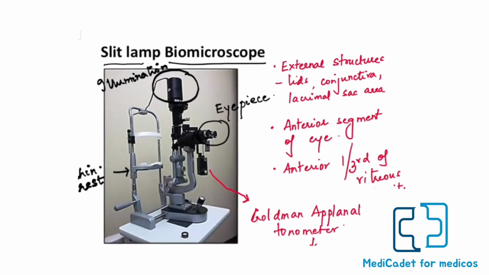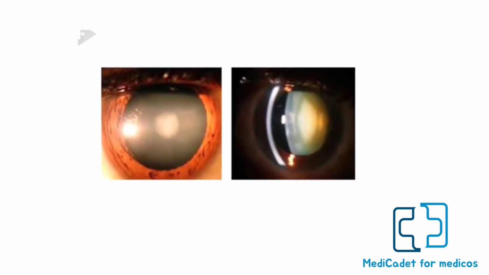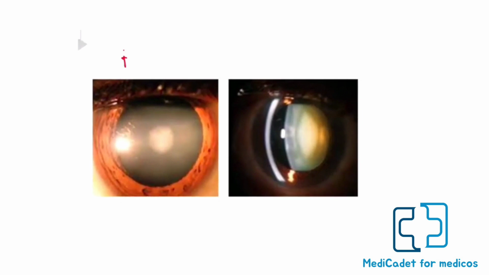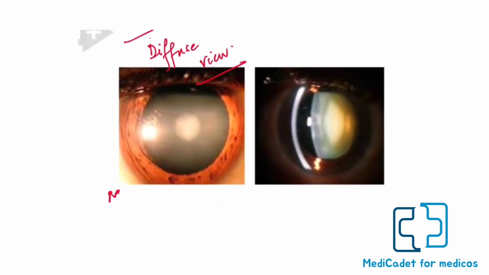Okay, now let me tell you how this slit lamp is useful to us. In the slit lamp, you can get a diffuse view like this. If I just put on the slit lamp, first of all what I will get is a diffuse view. Now what is a diffuse view? This diffuse view is nothing but a magnified torchlight view. It is very similar to a torchlight view, but it is magnified.